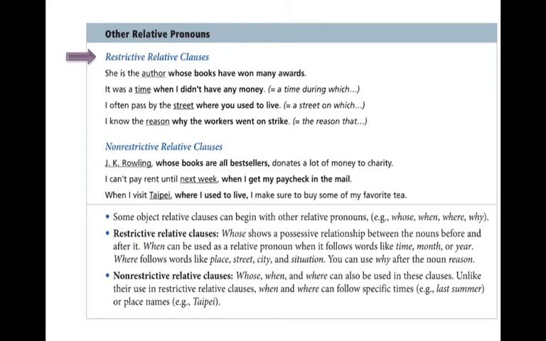Restrictive relative clauses. Here are some examples. She is the author whose books have won many awards. Here's the word whose. It's possessive. Books is a noun, so it means the author's books. We write an apostrophe, the author's books, when we use this noun.